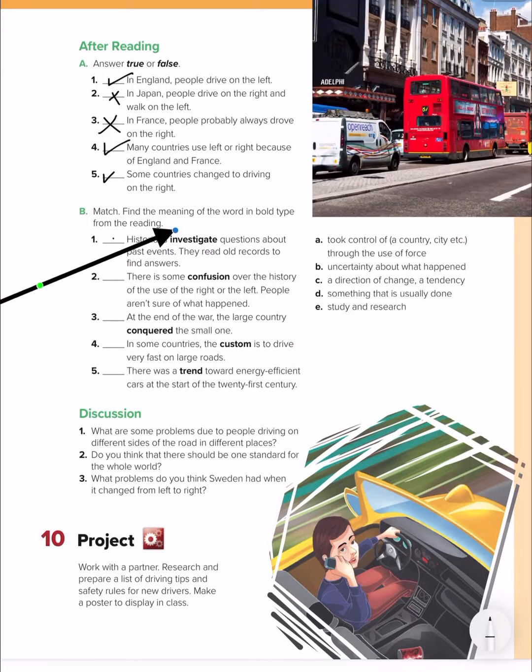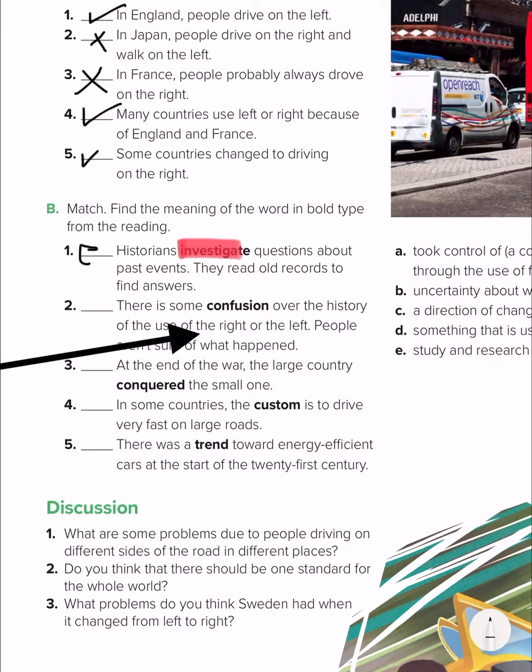Okay, then look, what do we have here? Match. Find the meaning of the word in bold type from the reading. So we have some bold words here, and we have their meanings. Historians investigate questions about past events. They read old records to find answers. So what does investigate mean? Actually, it means study or research. So if you want to study something or research it, we will investigate.